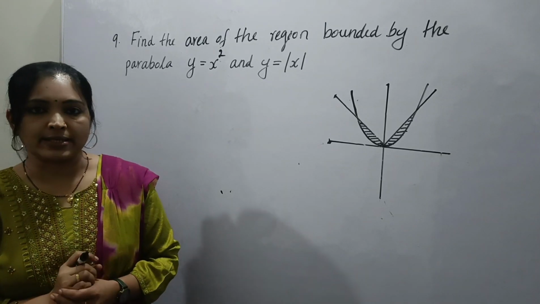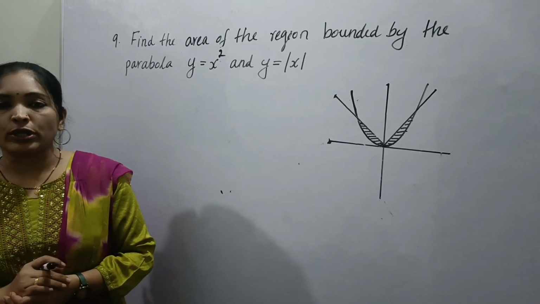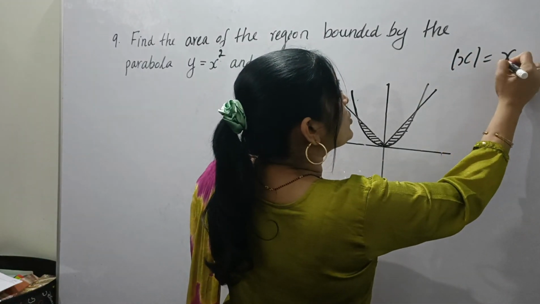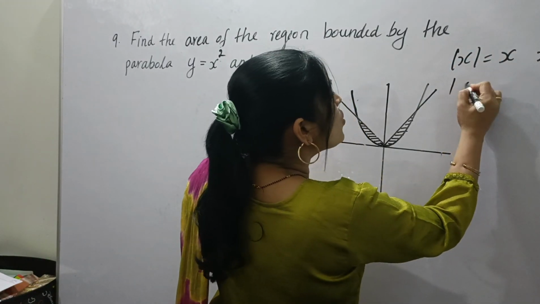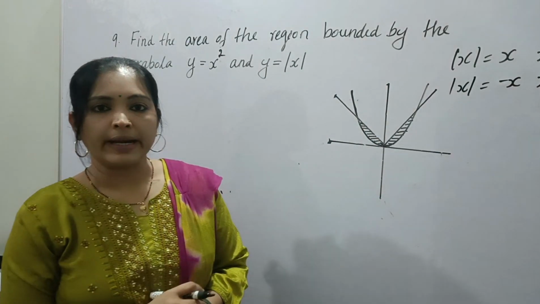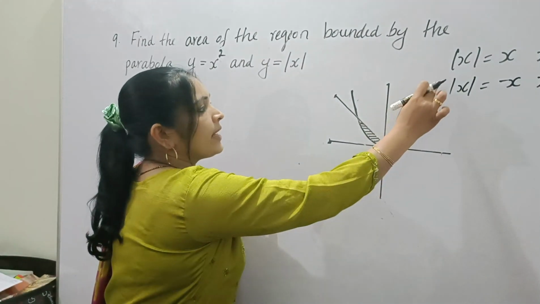Okay, so here the parabola equation is of the form x square is equal to 4ay, that is a parabola towards the positive y axis. And what is the graph of modulus x? How to define modulus x? Modulus x is equal to x when x is greater than 0. Modulus x is equal to minus x when x is less than 0. Right? So that is the modulus x graph.